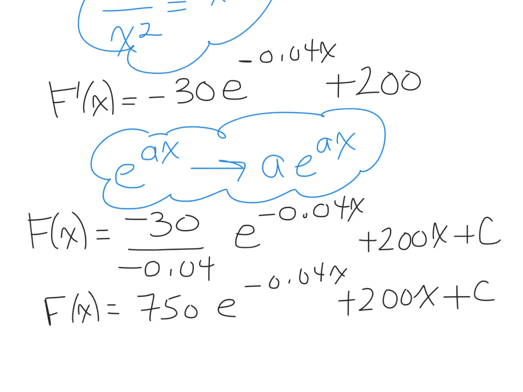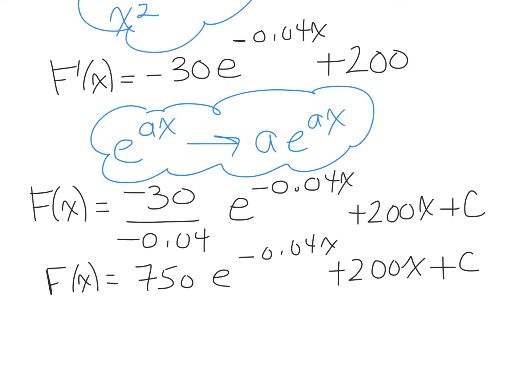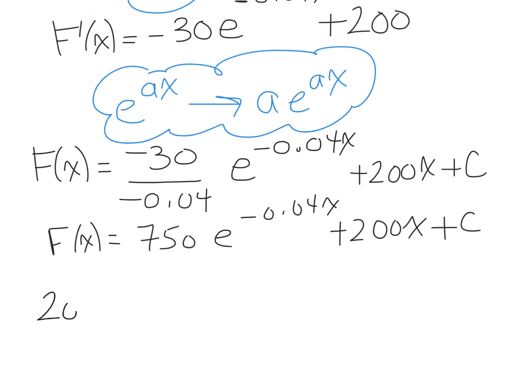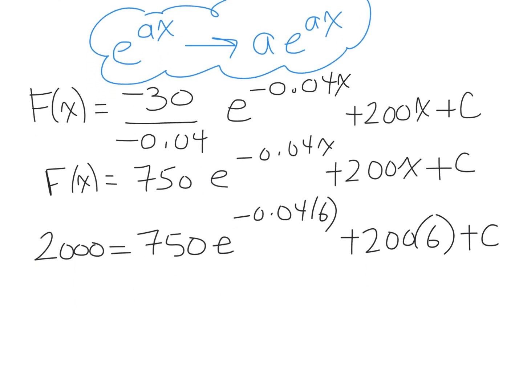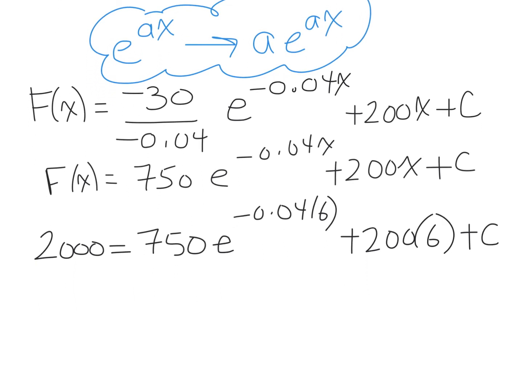Okay. And then we go back and we use that point we were given, whatever that was. Let's see. 6 units, so x is 6 and f at 6 is 2,000. Remember that? We isolate for C.